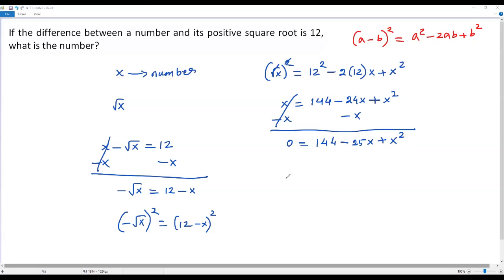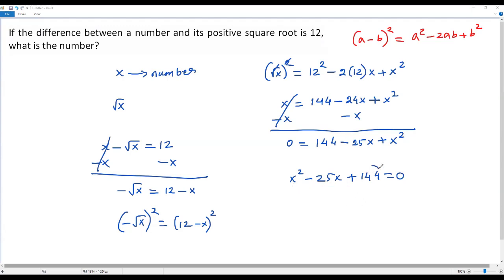Let's write this quadratic equation in standard form, that is ax squared plus bx plus c equals 0. Usually we write everything on the left side with the x squared term first, then the x term, then the constant term, and we'll have 0 on the right side. In the same way, we can write this one: x squared minus 25x plus 144 equals 0. Let's try to solve this quadratic equation by factoring.